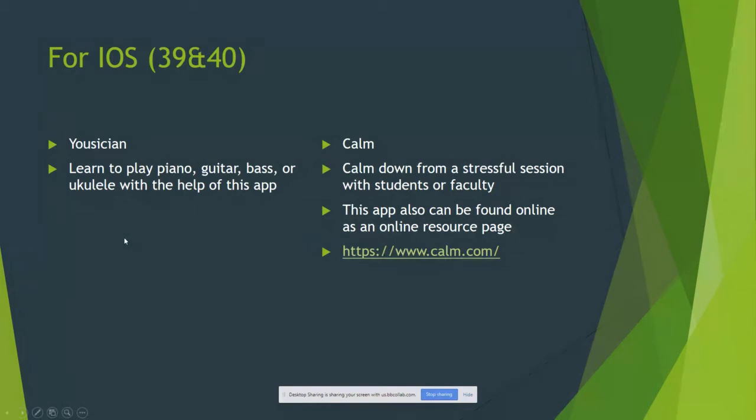Usiken helps you learn how to play piano, guitar, bass, or ukulele. So if you want to learn music of any type, this will help you. And then a lot of us have those stressful days where we need to calm down, and Calm.com is a great place. They play music like rain and thunder that you can put on in the background to calm you down, or a fireplace, that sort of thing.